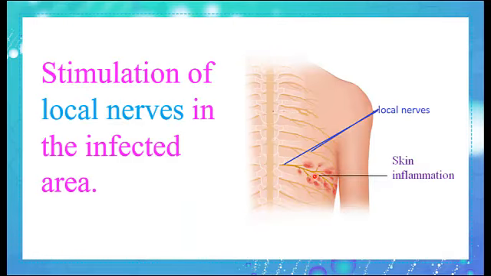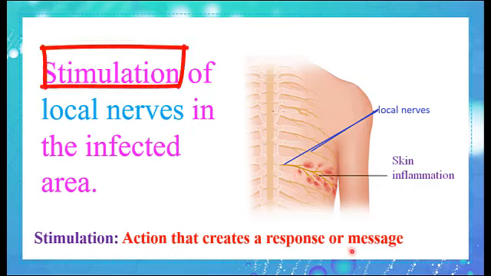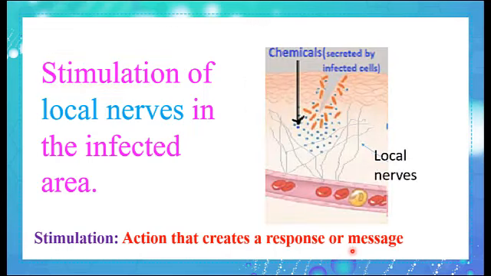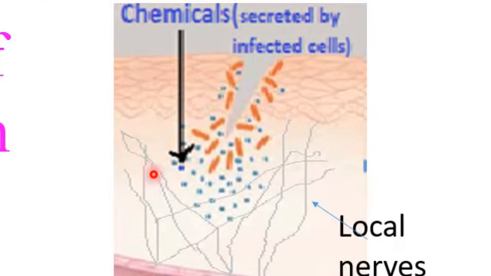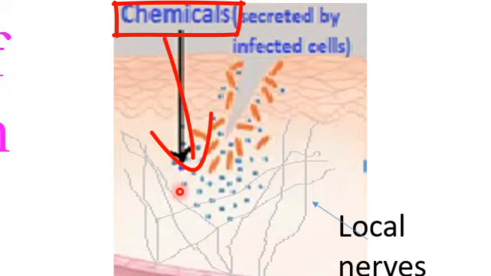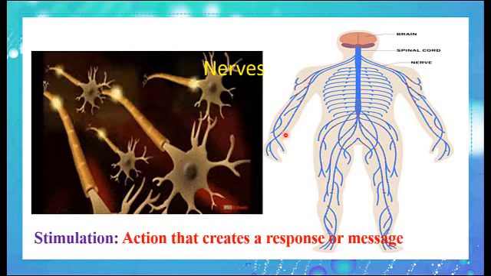After infection, these local nerves are stimulated. Stimulation means an action that creates a response or message. But how are these local nerves stimulated? They are stimulated by the chemicals that are secreted by the infected cells, causing them to send a message to the brain that we are in pain.